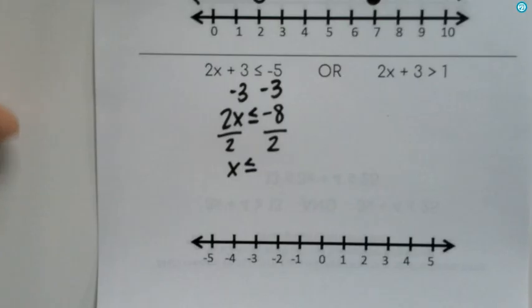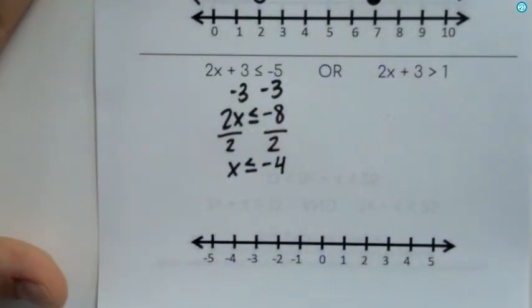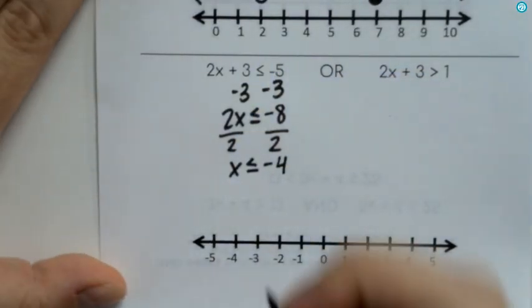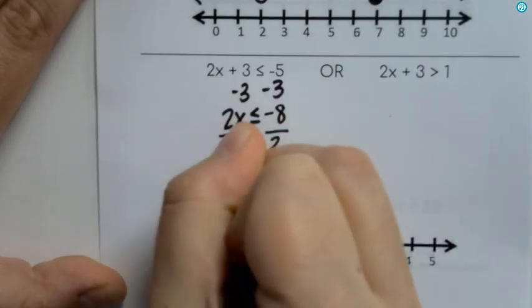Did I divide by a negative there? What did I divide by? 2. So even though I'm going to get a negative answer, I did not divide by a negative. So negative 8 divided by 2 is negative 4. So we can graph that one. Closed circle at negative 4. Arrow to the left.